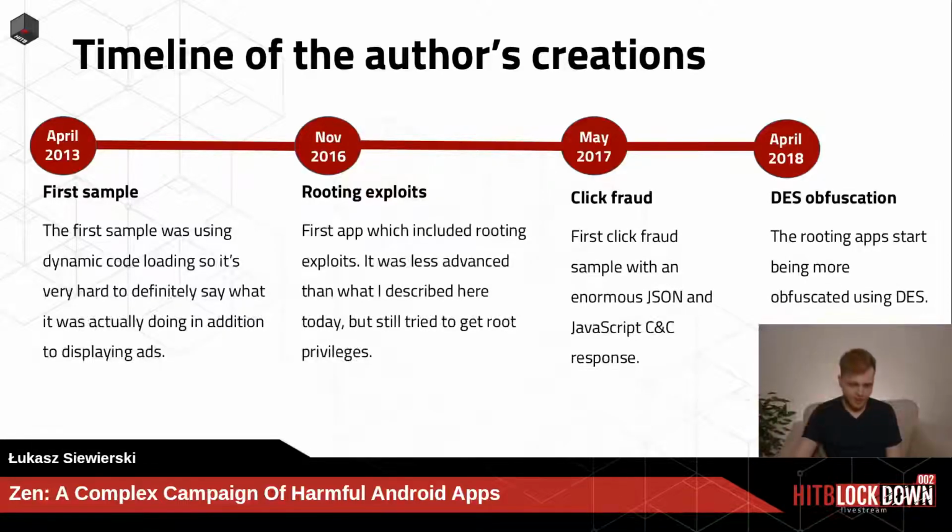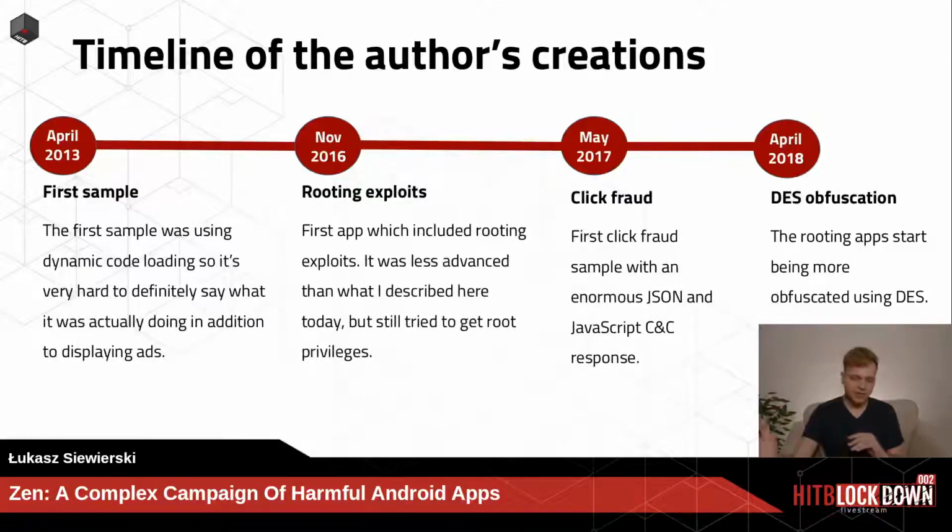Then we saw the routing exploits. It was less advanced than what we saw here. Obviously, it developed over time, but it tried to get root privileges. Then we saw the click fraud. So you can imagine that after the unsuccessful routing attempts, the author moved on to click fraud with the enormous JSON that attempted to click on ads. And then they introduced the DES obfuscation that I was talking about with the asset file.